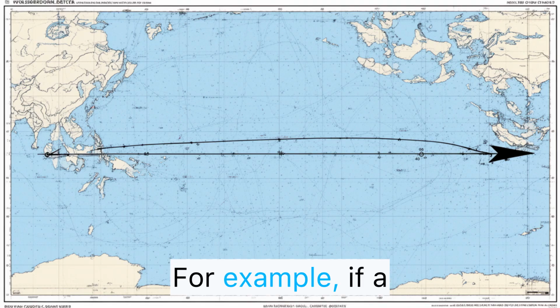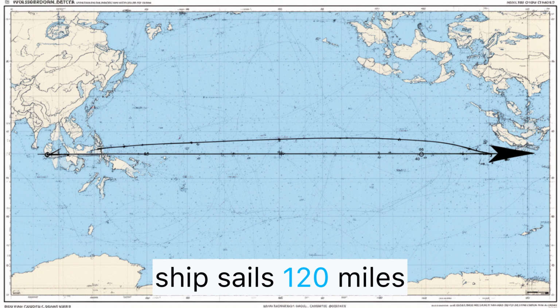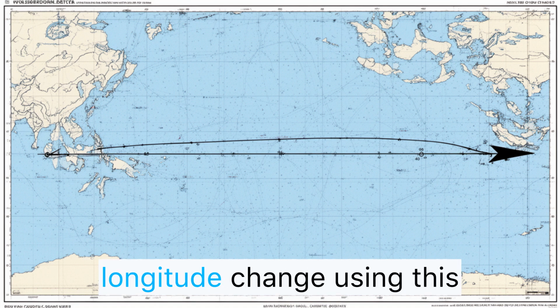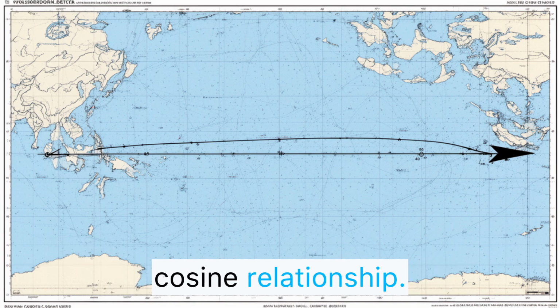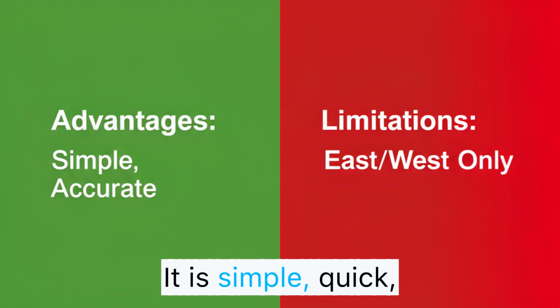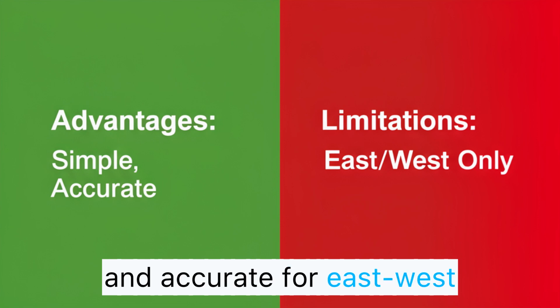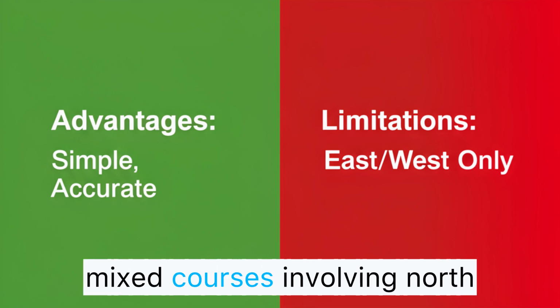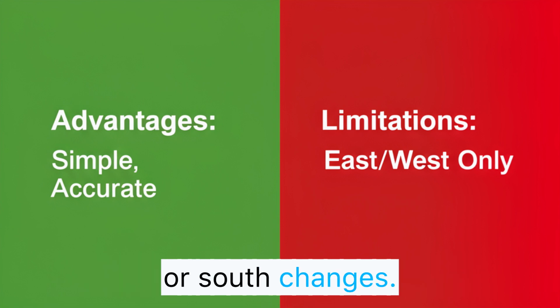For example, if a ship sails 120 miles east at 40 degrees north, we calculate the longitude change using this cosine relationship. It is simple, quick, and accurate for east-west sailing. But remember, it cannot be used for mixed courses involving north or south changes.